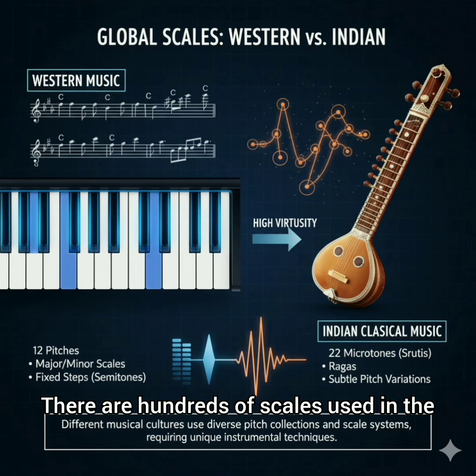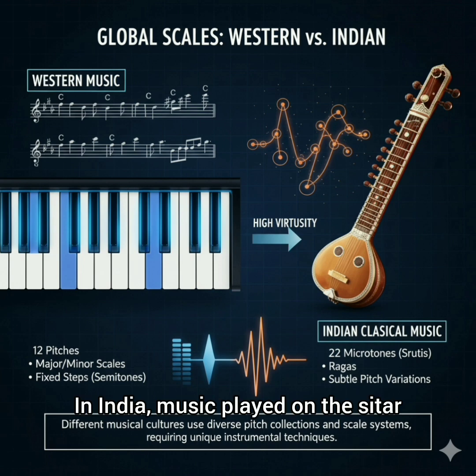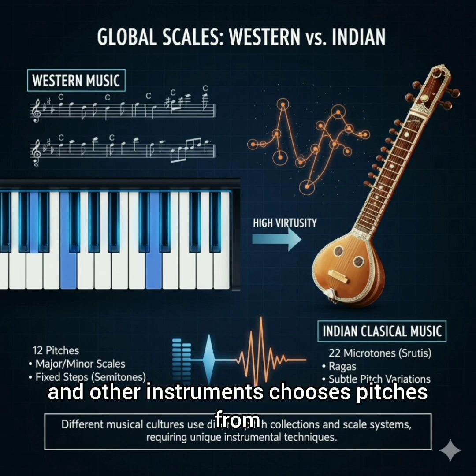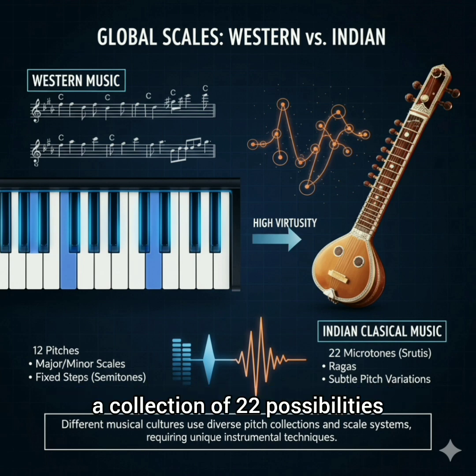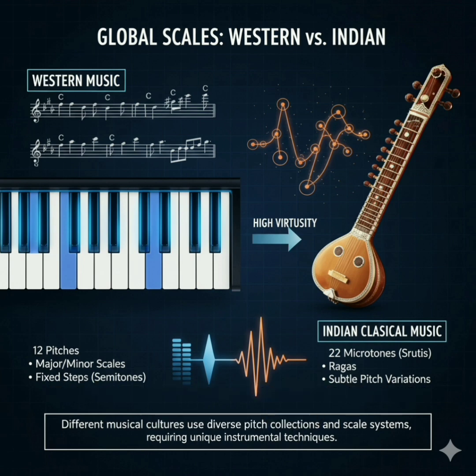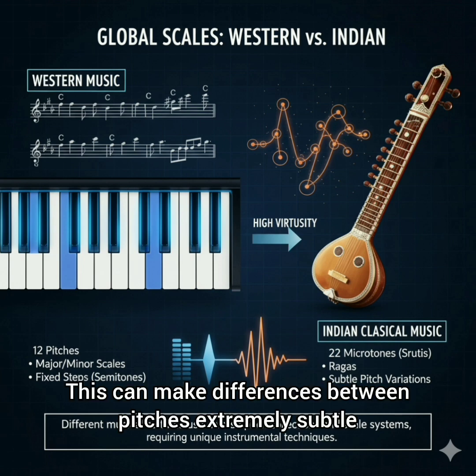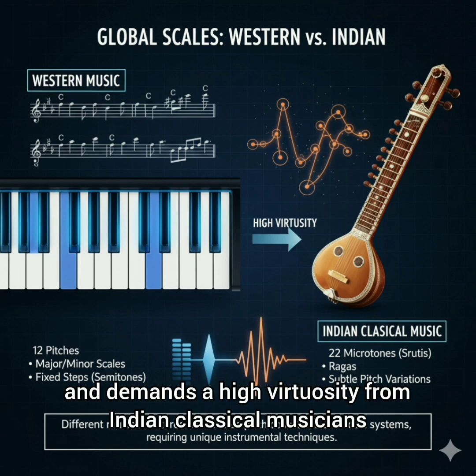There are hundreds of scales used in the world's many different musical cultures. In India, music played on the sitar and other instruments chooses pitches from a collection of 22 possibilities, with the distances between scale steps sometimes larger and sometimes smaller than those used in Western music. This can make differences between pitches extremely subtle and demands a high virtuosity from Indian classical musicians.